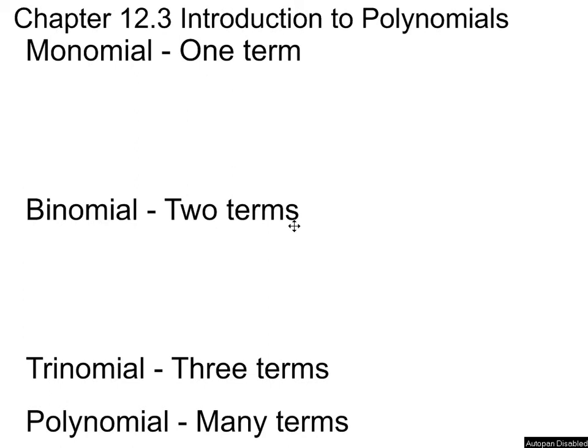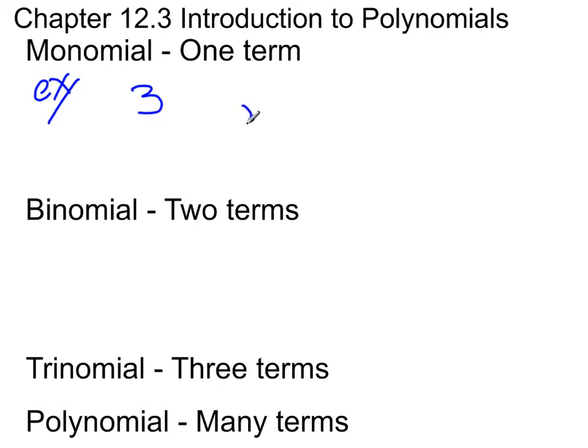Alright, hello again. We're going to do chapter 12.3, which is an introduction to polynomials. The first thing we're going to go over is a little bit of vocab. We have a thing called a monomial, which is one term. It's one term that builds up where if we keep adding a bunch of monomials, we'll end up with a polynomial. So an example is something like 3. 3 is a monomial. It's a constant, and it's just one term.